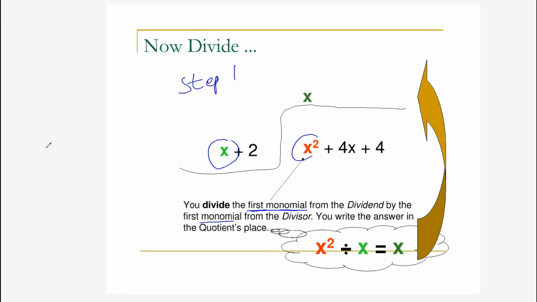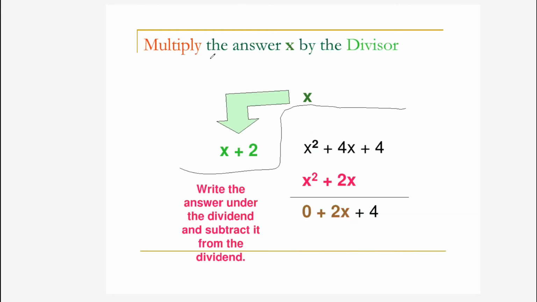I hope you understand step 1, students. Let's proceed. Now, step 2. You need to multiply this answer x by the divisor. Can you see the arrow? x times x plus 2. So we know how to multiply. Expand the brackets. x times x, x squared, x times 2, 2x. That's what you can see. Write the answer under the dividend, and we are going to subtract it from the dividend.